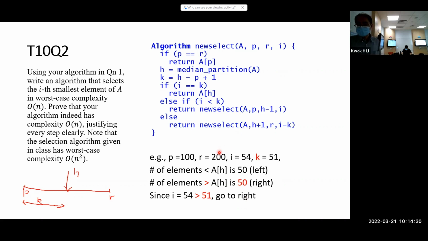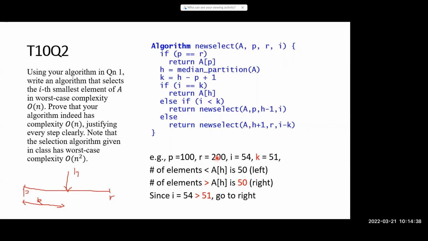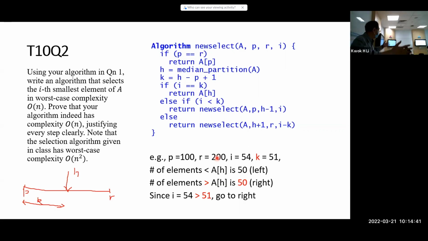So I use a particular example here to tell you that you have to know that the starting point is not necessarily 1 or 0. The ending point is not the number of elements there. Say we have 200, the ending point, right? The starting point is 100. So the scope we are talking about, there are 101 elements inside. If you count 100, 101, 1 to 200, 101. So the median should be rank 51.